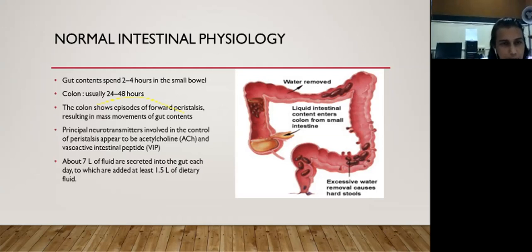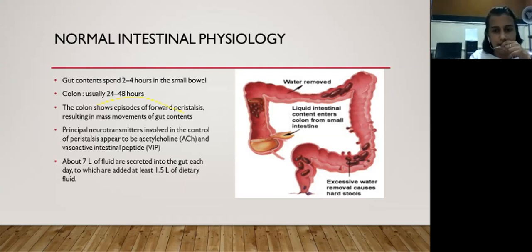Just a brief mention of the normal intestinal physiology. The gut contents take 2 to 4 hours in the small bowel, and in the larger bowel, the colon, it takes about 24 to 48 hours. In the colon, there are episodes of forward peristalsis, resulting in mass movements of the gut contents, and the principal neurotransmitters involved in the control of peristalsis are acetylcholine and VIP. It's important to know this because opioid receptors inhibit acetylcholine and cause constipation.